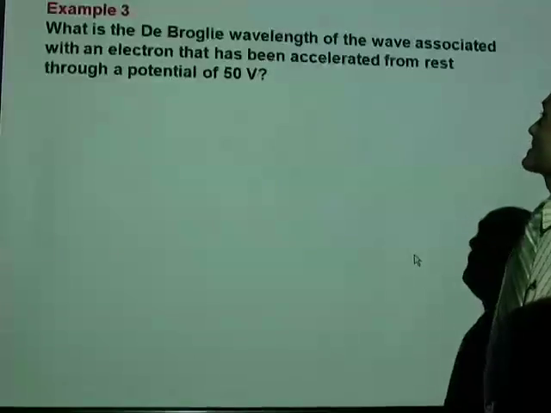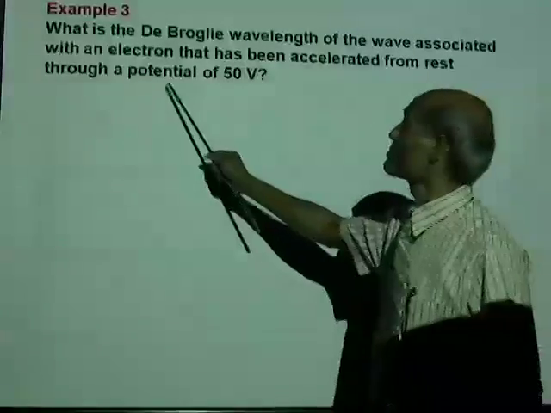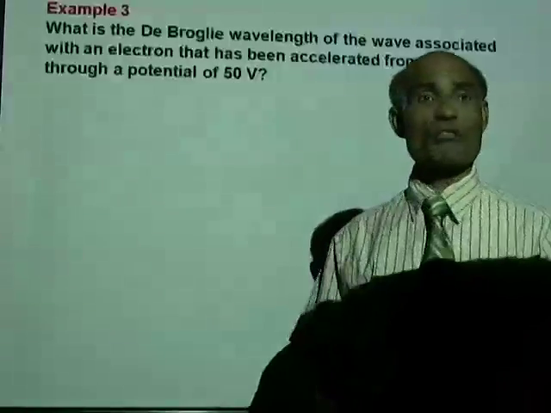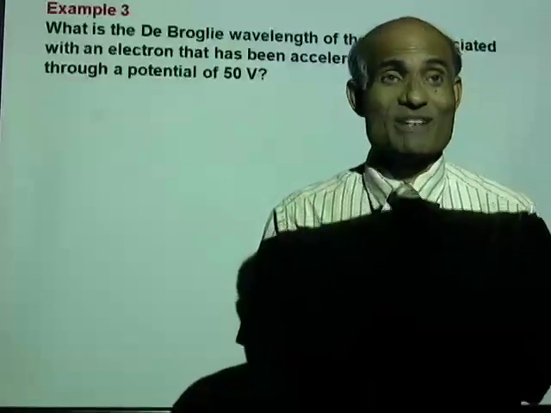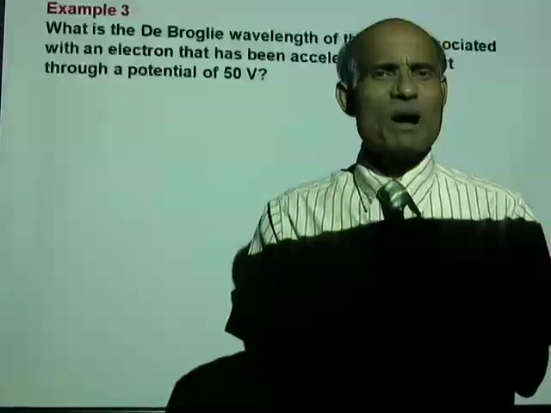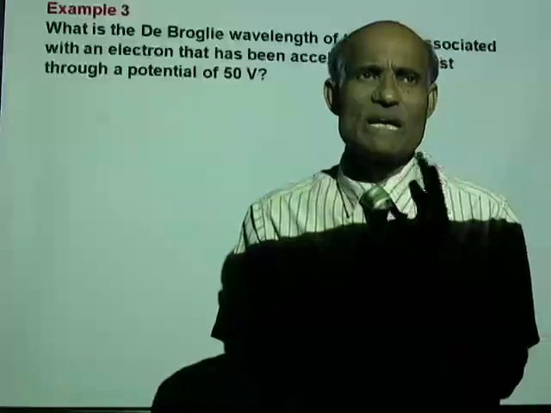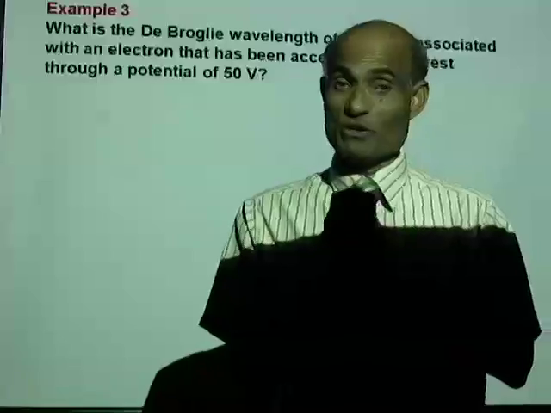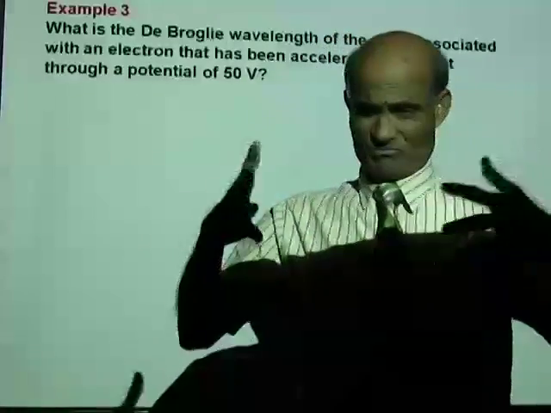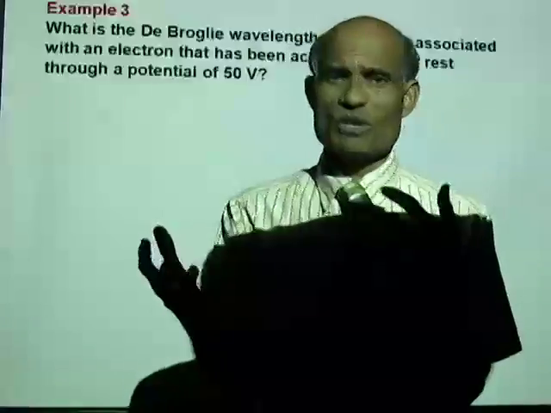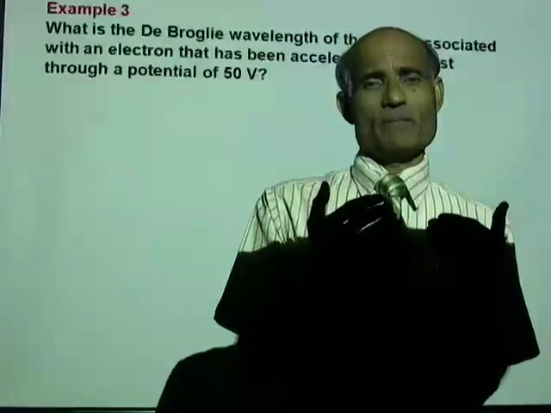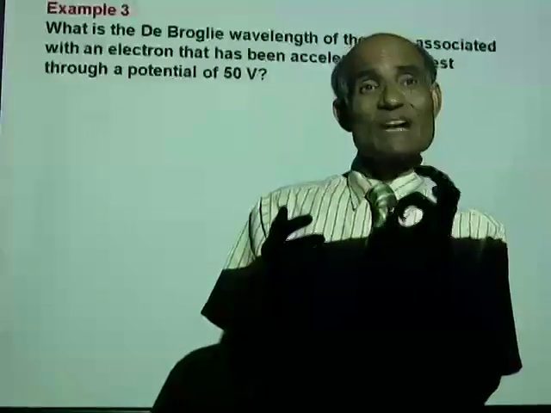that has been accelerated from rest through a potential of 50 volts? Well, I have not given you the velocity of the electron. Is it possible to find the velocity from here? Well, you know that energy, in the last lesson I told you about the electron volt. What is an electron volt? Small energies are measured in electron volts.